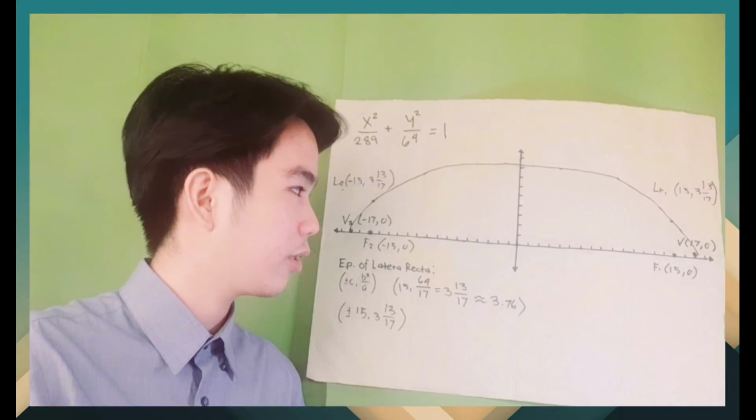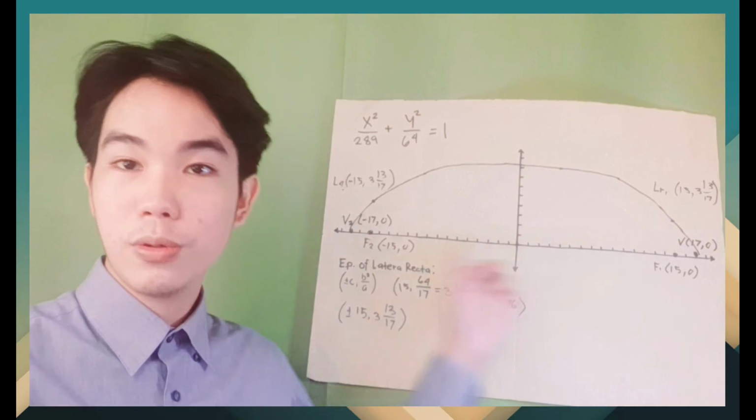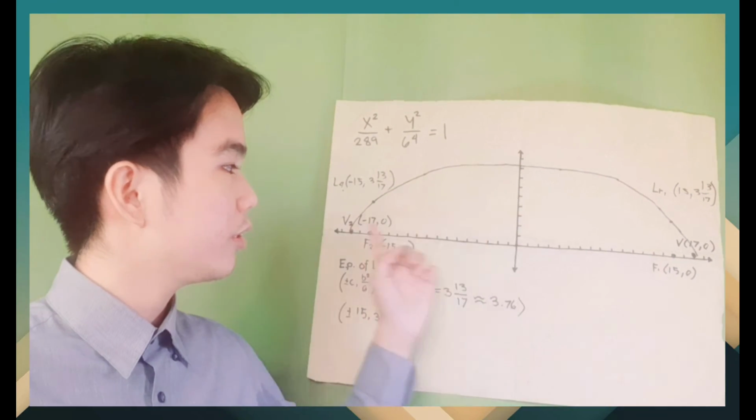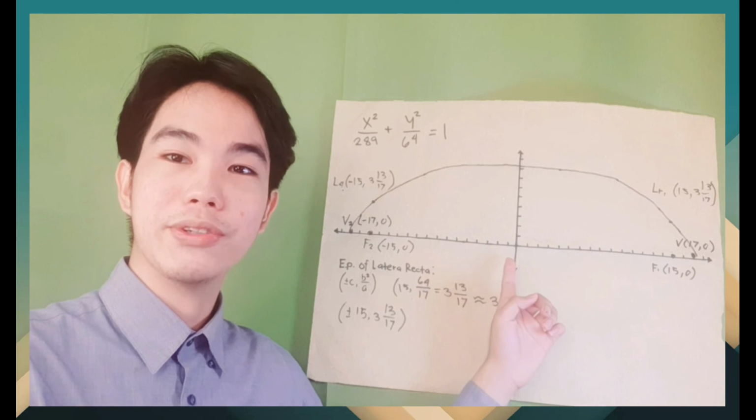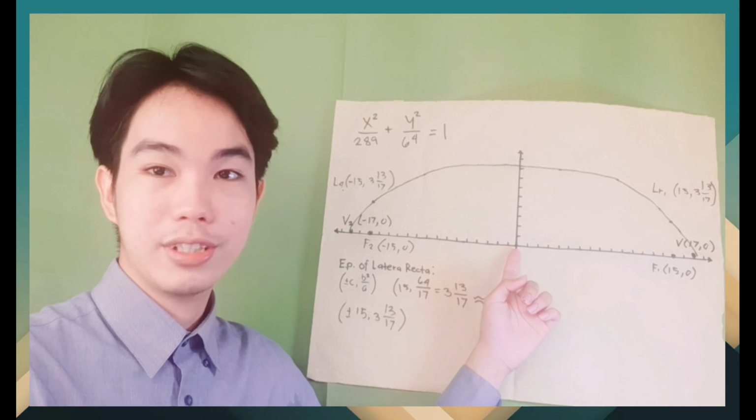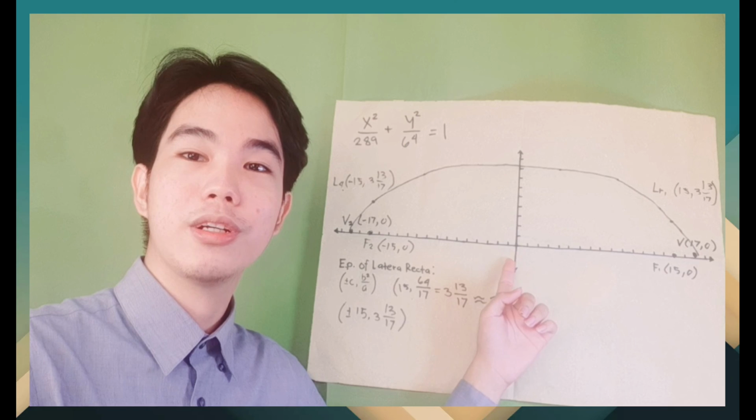So in conclusion, the two people standing at the foci should stand 15 meters from the center in order to hear each other.